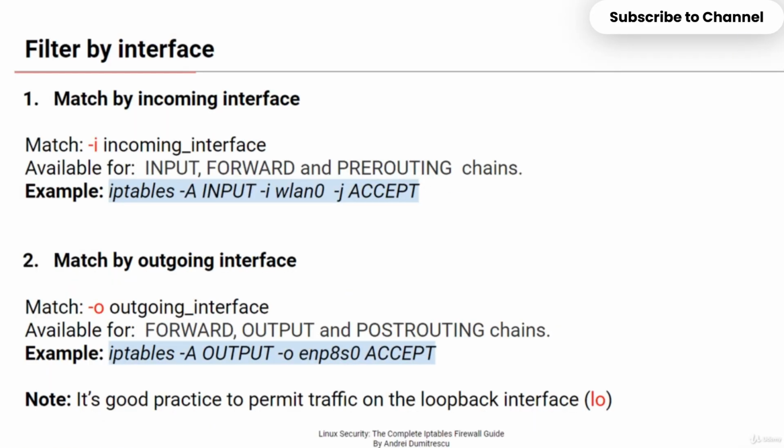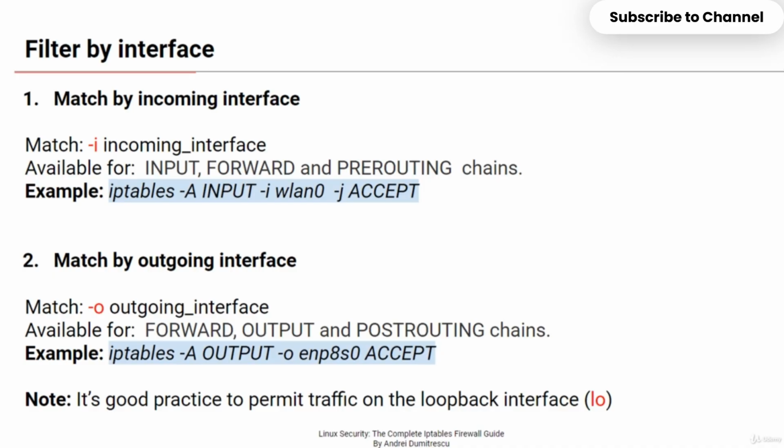Welcome back. In this lecture, we'll take a look at how to match packets based on the interface they are coming to or the interface the packets are going through, are leaving our station. If we want to match packets based on the interface via which they were received, we use the -i option and then the name of the incoming interface. In this example, I allow any incoming packets that are received on the wireless interface named wlan0.